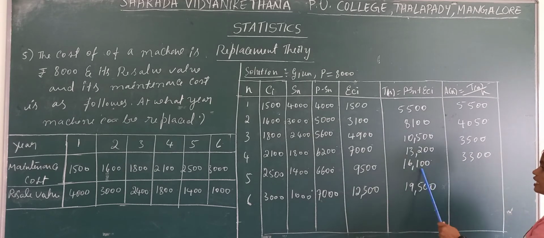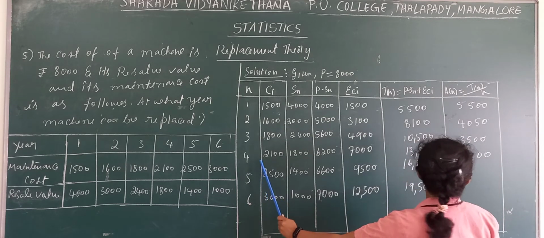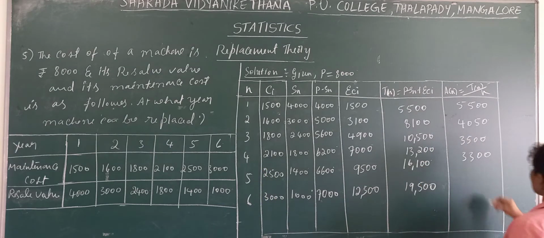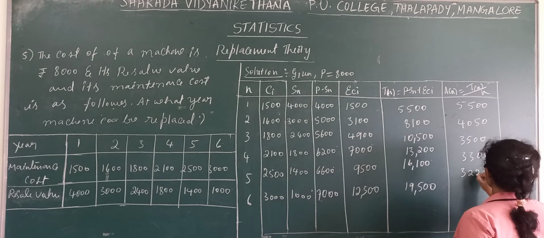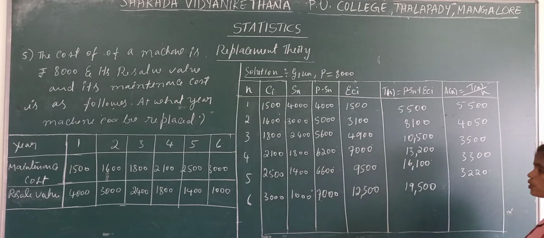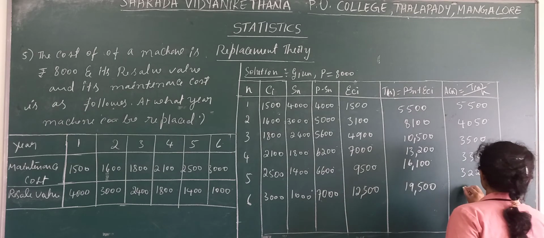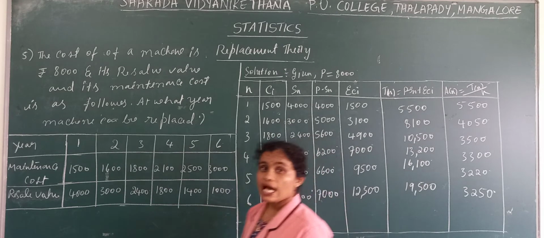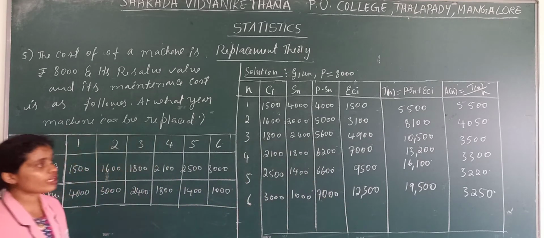Next 13200 divided by 4, we get 3300. Next 16100 divided by 5, there we get 3220. Last one, 19,500 divided by 6, there we get 3,250. So this is the annual average cost in different years.